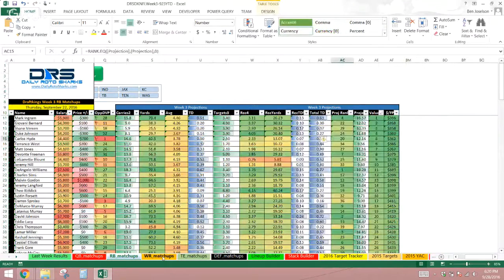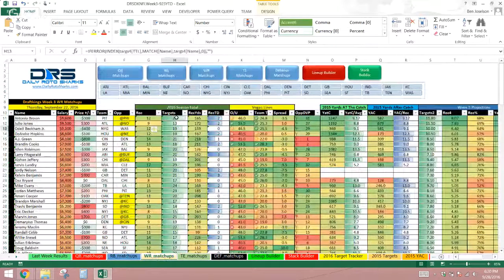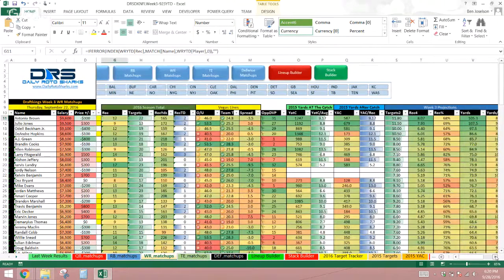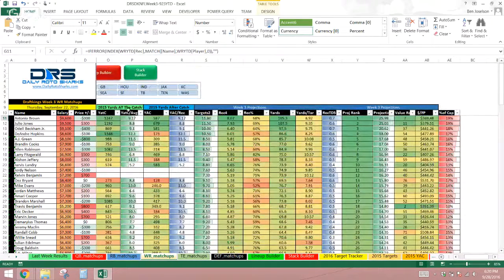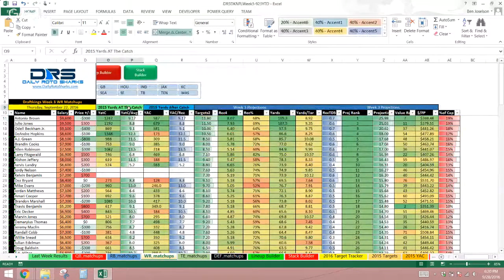So you move over to wide receiver, and then we don't have any of the rushing stuff because we don't really care. There's a couple of guys who may get a few rushes here and there, but it's not enough for us to warrant putting it up here. This is the total for receptions, targets, yards, and touchdowns, Vegas lines. And then right here, you'll see yards at the catch. This is 2015 numbers, but starting in this upcoming week 4, I have that updated to 2016 numbers, so it'll be a running total instead of looking at last year.